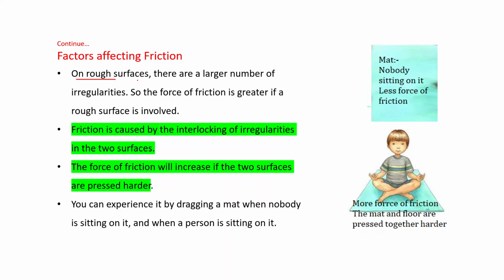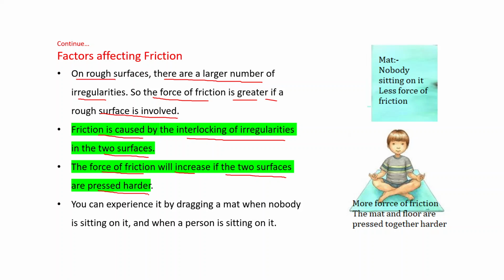On rough surfaces, there are a large number of irregularities. So the force of friction is greater if a rough surface is involved. Friction is caused by the interlocking of irregularities in two surfaces. The force of friction will increase if the two surfaces are pressed harder.